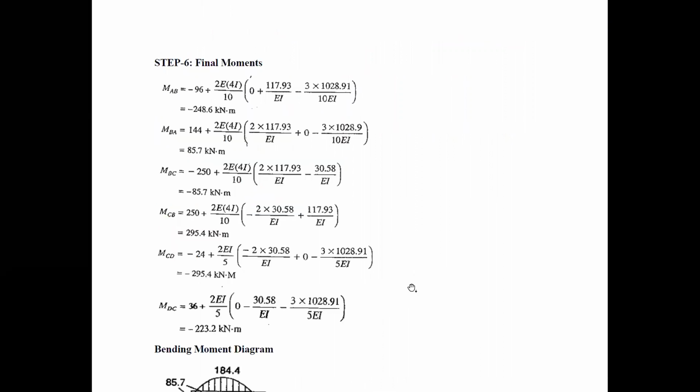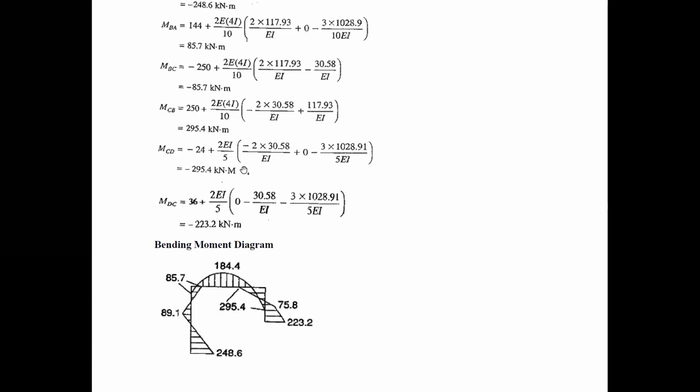In the next step, we need to calculate the final moments. MAB is equal to MFAB plus 2EI by L into 2 theta A plus theta B minus 3 delta by L. Here theta A and theta D are 0 because they are fixed conditions. One more important thing is that 3 delta by L should be considered only for columns and not for the beams. That's why you could see it at MAB, MBA, MCD, and MDC. Another required condition is the equilibrium condition, that is, MBA plus MBC should be equal to 0, and MCB plus MCD should also be equal to 0.